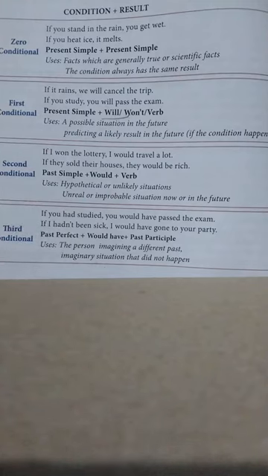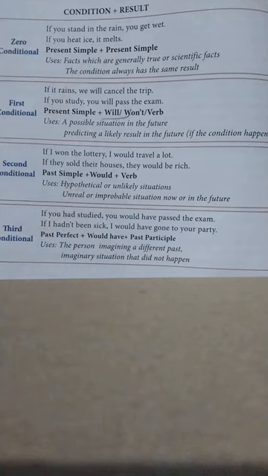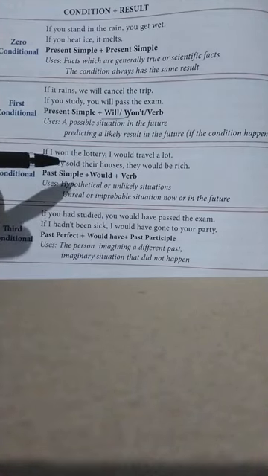So what is the zero condition idea? It is general truth, or scientific fact. And the first condition is present tense, and in the main clause you will definitely come across the modal will, right? And how do you identify the second condition? You will come across would plus present form of the verb in the main clause, right?